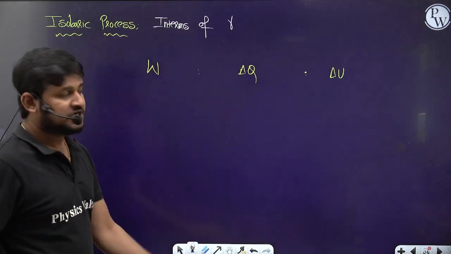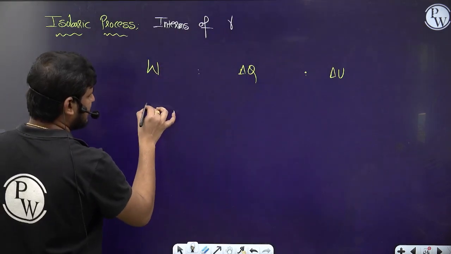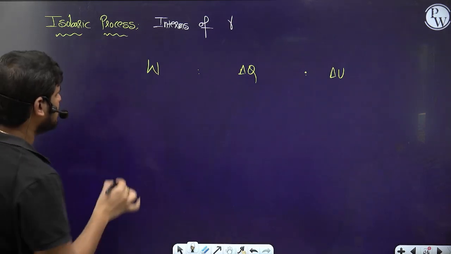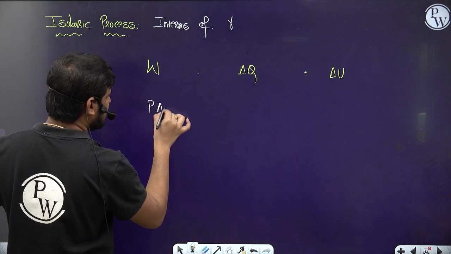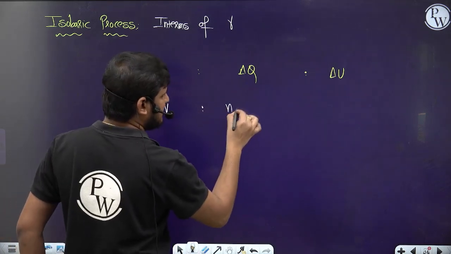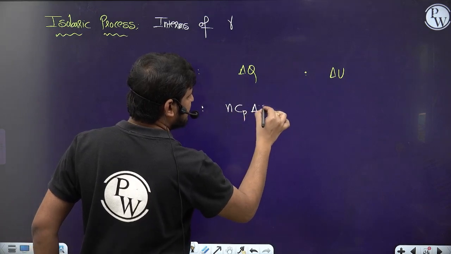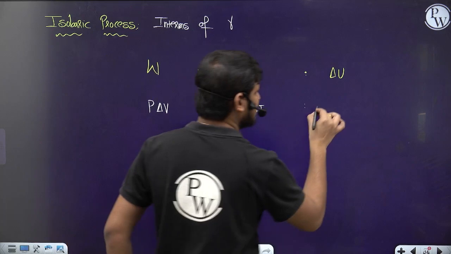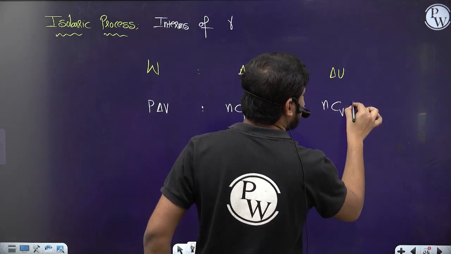So in terms of gamma, W. What's the formula at constant pressure? Isobaric means constant pressure. So the work done formula is P delta V. The heat Q is n Cp delta T. Understand the procedure first. For internal energy we have only one formula, that is n Cv delta T.